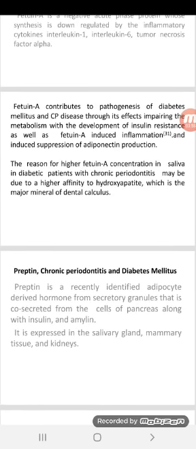Fetuin A contributes to the pathogenesis of diabetes mellitus and chronic periodontitis through its effect of impairing metabolism with the development of insulin resistance, as well as Fetuin A inducing inflammation and suppression of adiponectin production. The reason for higher Fetuin A concentration in saliva in diabetic patients with chronic periodontitis may be due to higher affinity to hydroxyapatite, which is the major mineral of dental calculus.